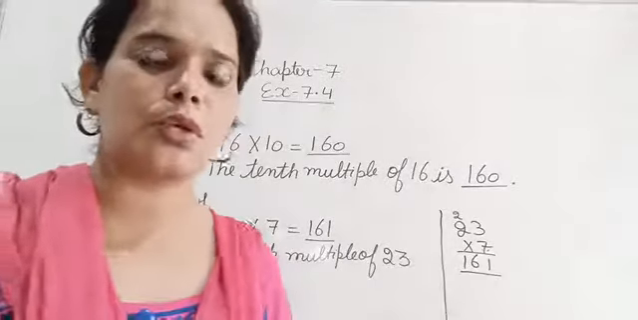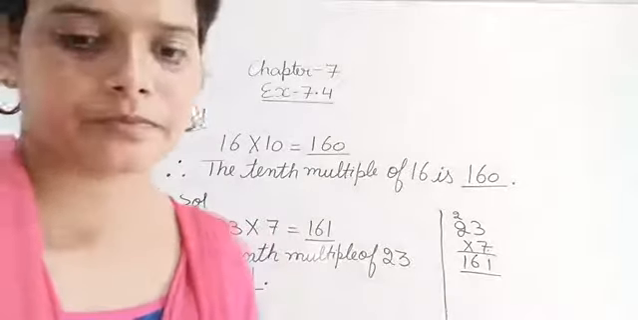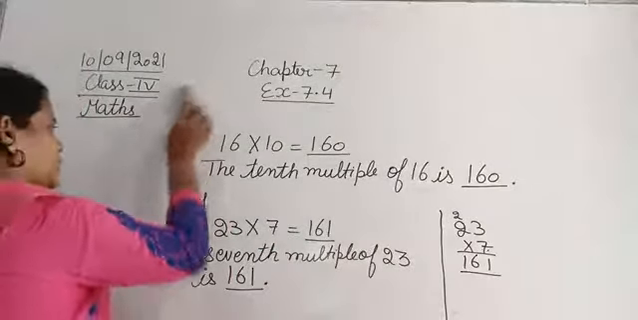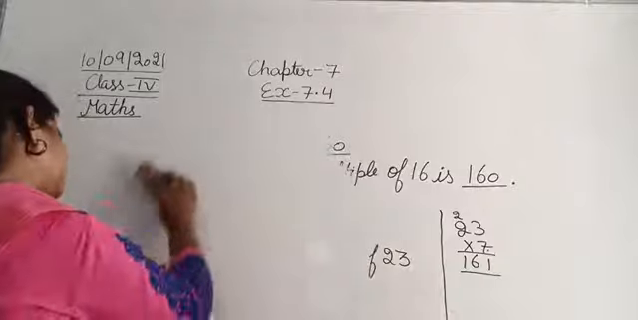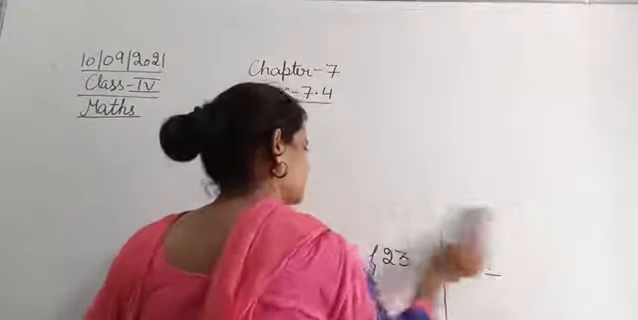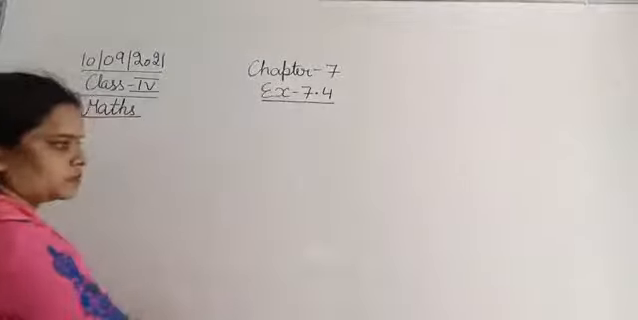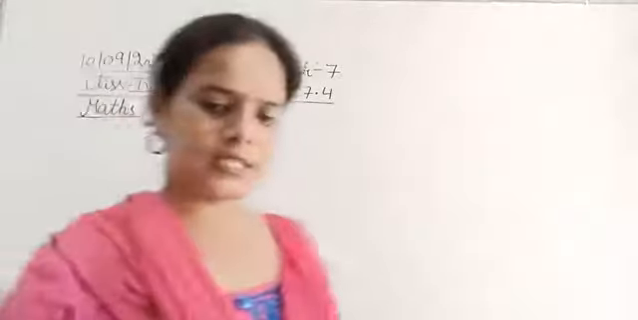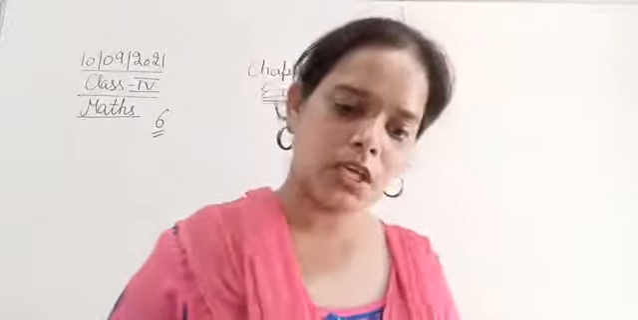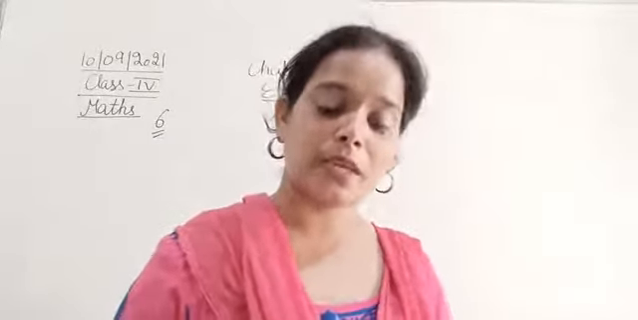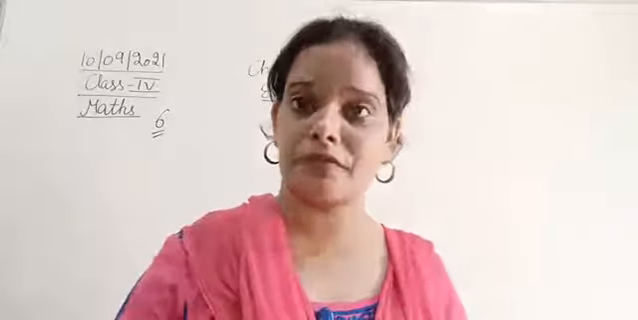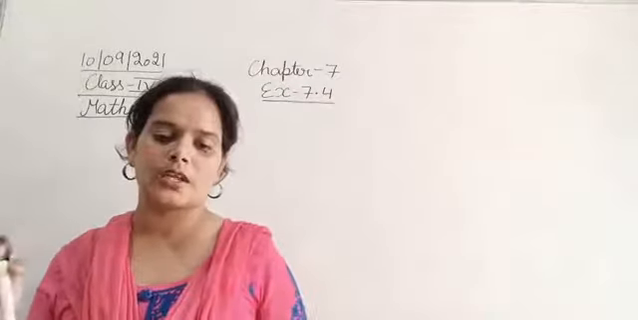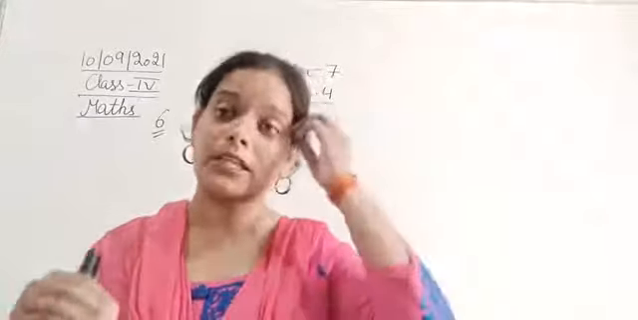Moving next to question number 6. Now what is question number 6? Let's move to the next question, that is question number 6. The question is, is the 4th multiple of 3 equal to the 3rd multiple of 4? Are the 4th multiple of 3 and the 3rd multiple of 4 equal?